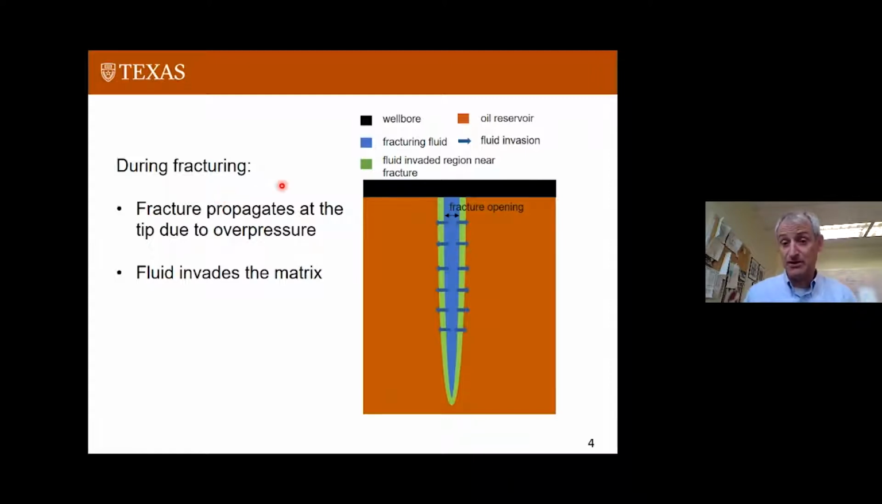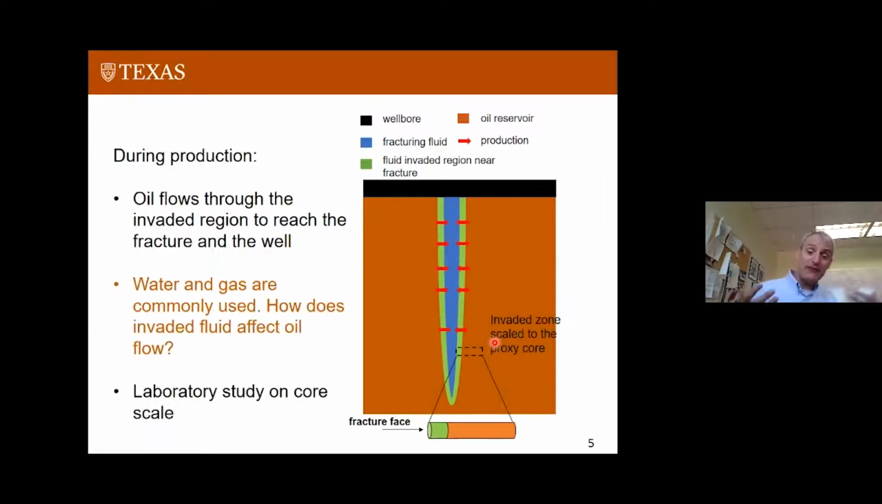During fracturing, again, you're pumping in water or gas or foam. The higher pressure is making this fracture extend, propagating the tip through the overpressure, but this fracturing fluid is also invading the matrix as the fracture propagates down the screen. And then after you fracture it, you've put in some sand or some proppants to keep it open.